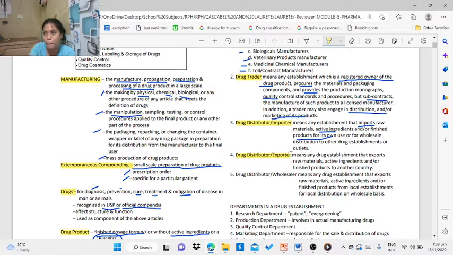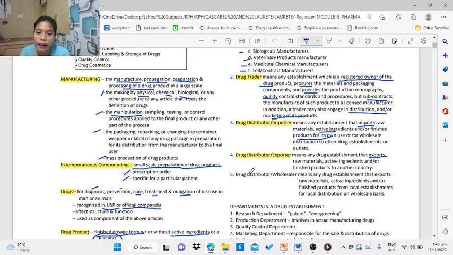Import. So when we say import, exporters export to another country. Importers import, then distribute. For example, the API, there will be a drug distributor for that order.